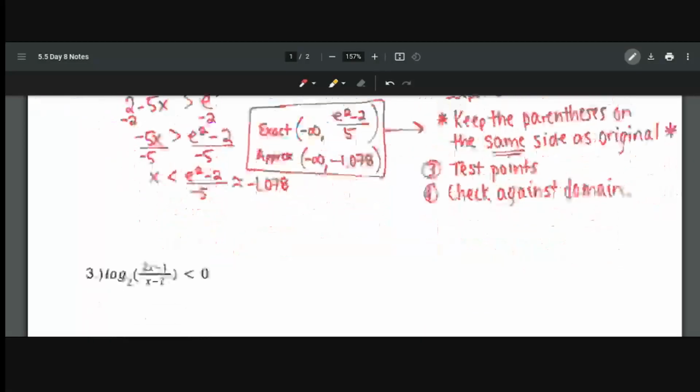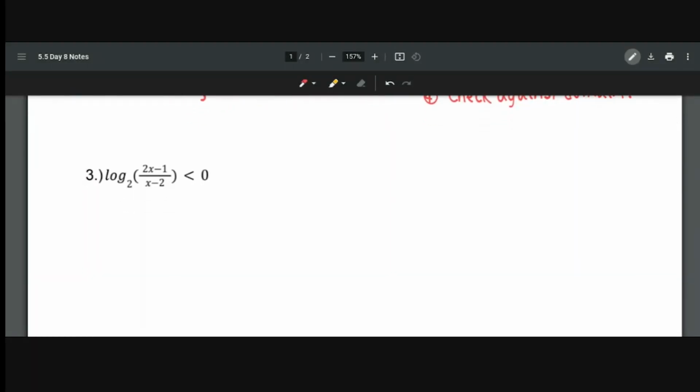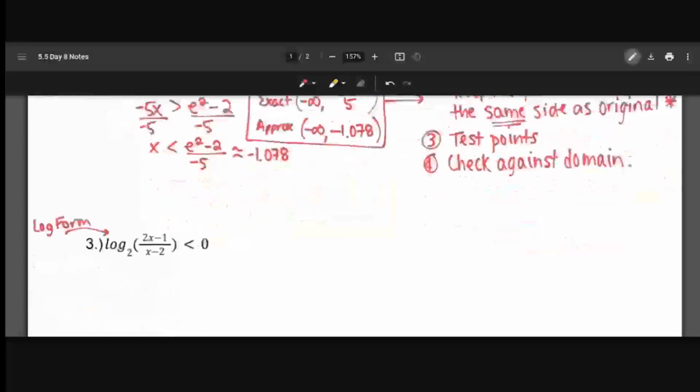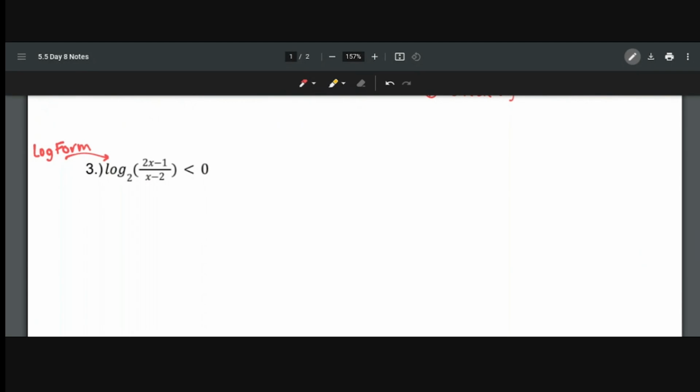All right, moving on to problem number 3. So is this a log or an exponent form? This has the word log in it, so this must be log form. Okay, so it's going to be similar to problem number 2. So we're going to follow these steps. All right, but we are going to have to test points on this one because we do have a fraction with variables in the numerator and denominator.